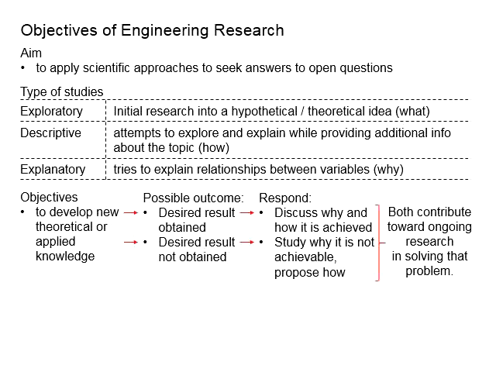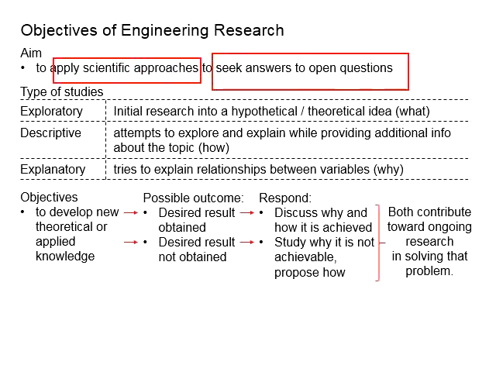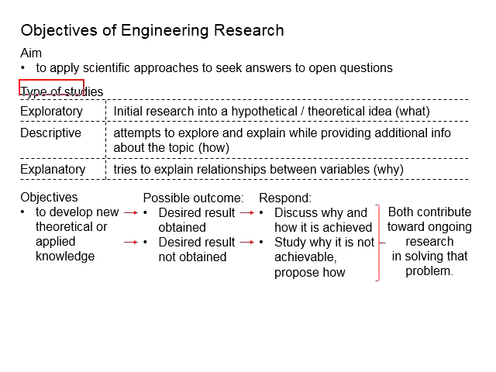Objective of engineering research. The aim of conducting research in the field of engineering is to apply scientific approaches to seek answers to open questions. There are several types of study, which include the exploratory, descriptive, and explanatory studies. Let us first look at the exploratory studies. It is basically an initial research into a hypothetical or theoretical idea.